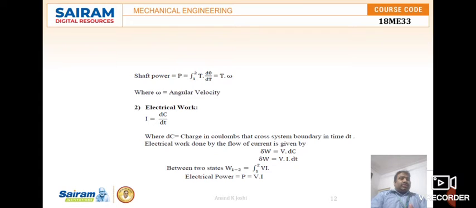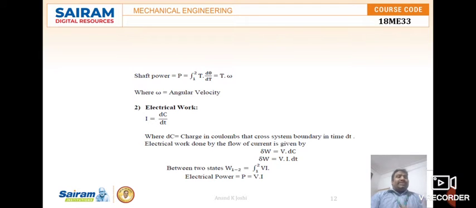So between the two states, 1 and 2, the work is the integration from 1 to 2 of v into I. What is v into I? That is nothing but power. So this is about electric power.